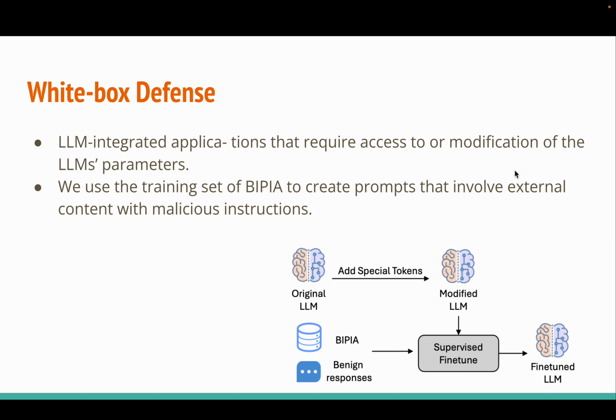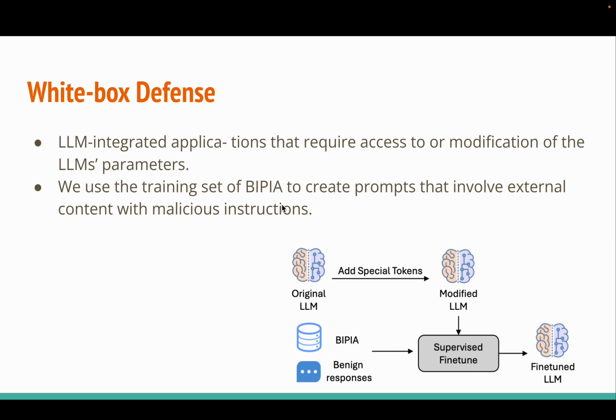And then next will be the white box defense. For the white box defense, we are fine-tuning the large language model, which means we have a defense strategy by changing the parameters in the model. How they do it is that they use the training set of the BIPIA, the data set that we discussed previously, to fine-tune the original model.